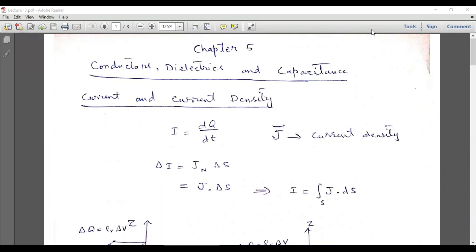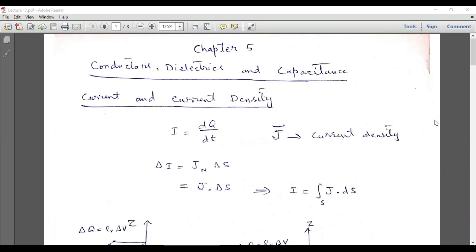Today, I am going to start the fifth chapter of the Engineering Electromagnetics book, and the title of this chapter is Conductors, Dielectrics, and Capacitance. So, in this chapter, first of all, I will discuss the current and current density.